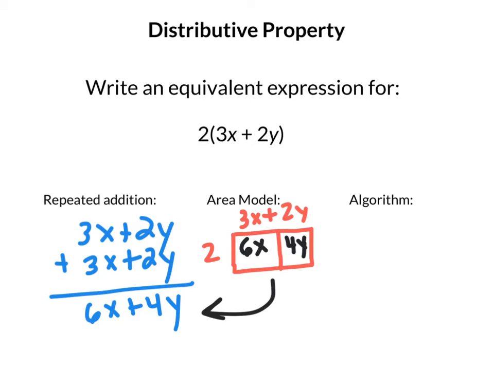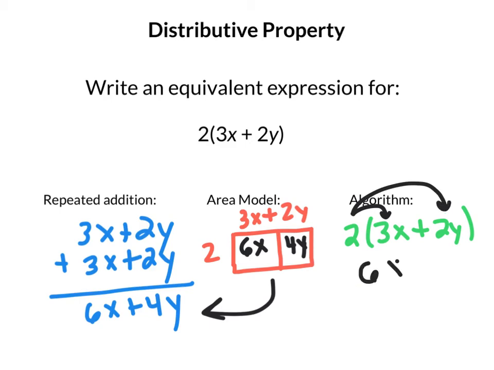The last method is to use the algorithm. And to use the algorithm basically just means that we are going to follow steps or procedures in order to get the equivalent expression. So in this case, what we're going to do is multiply 2 times 3x, and then we'll add it to 2 times 2y. So 2 times 3x is 6x, plus 2 times 2y is 4y. And again, you get the equivalent expression.